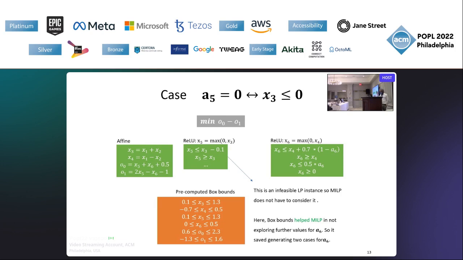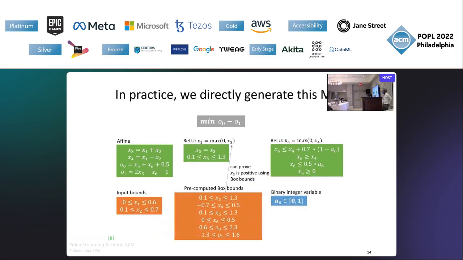In practice, when we do this encoding, we will figure out that this variable is positive, so we will actually not introduce any integer variables in this case. But what you see here is that it has reduced the number of branches. The number of cases that you needed to consider was 4. Now you would only consider 2 cases, which would correspond to when a5 is equal to 1. So the encoding has become a bit more scalable, and you only need to consider 2 cases.